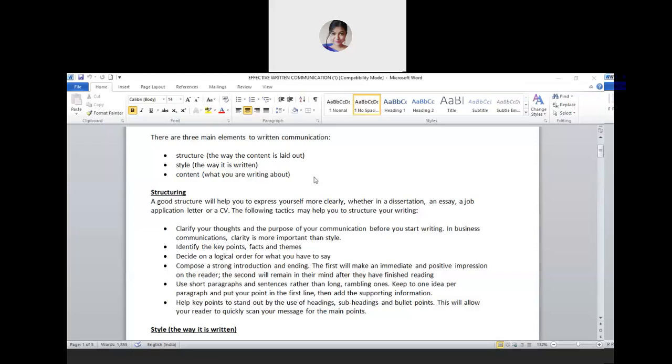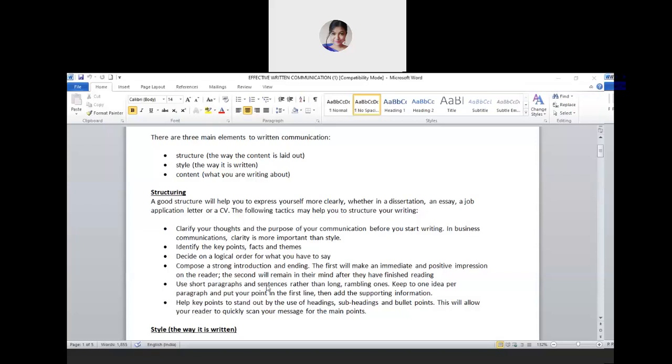Next, you must use short paragraphs and short sentences when you write. Do not write very long sentences and very long paragraphs, because in that way you make a lot of mistakes, and also the reader might not understand what you're actually trying to say.